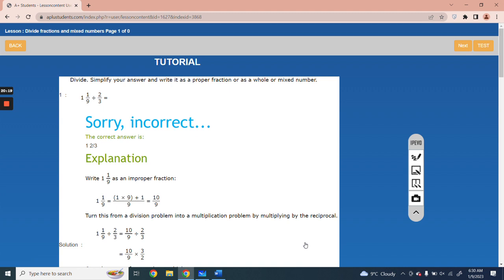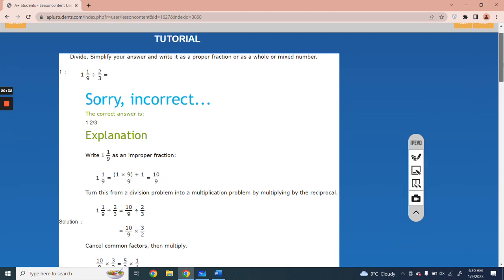Okay, divide, simplify your answer and write it as a proper fraction or as a whole or mixed number. Now first you have to divide them, and second you have to simplify them. Got it? So let's just start with the first example, that is 1 whole 1 over 9 divided by 2 over 3. So first of all we have to convert 1 whole 1 over 9 to an improper fraction. Got it?